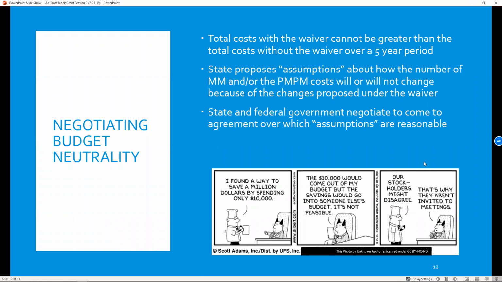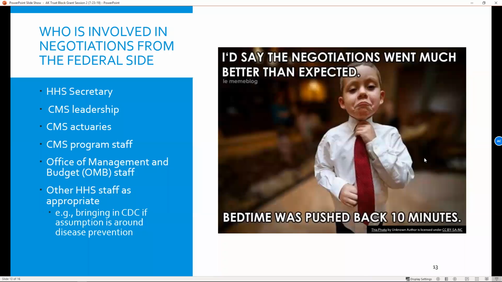Which is a perfect transition to the next slide. Not only do you have to convince OMB, but there are also some CMS actuaries. There's the CMS leadership at the administrator's level, and of course the secretary who's signing off on this also often has more than a passing interest. And occasionally, depending on the type of waiver and what's being asked for, there may be other agencies within the department brought into the discussions.